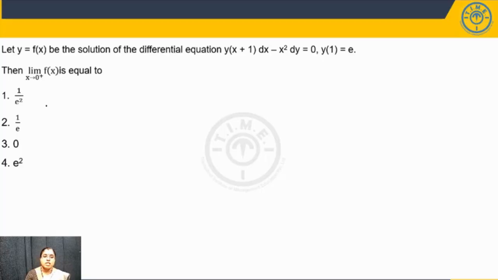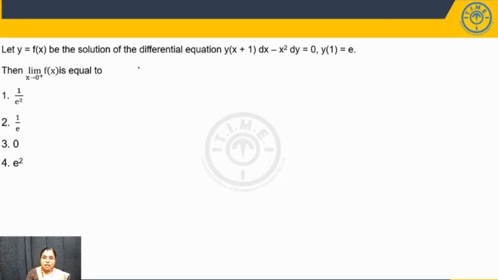The question is, let y equal f of x be the solution of the differential equation y(x plus 1) dx minus x square y dy equal to 0. So y of 1 is given to be equal to e, and we have to find out the limit as x tends to 0 plus, that means the right hand limit as x tends to 0, of f of x. So this is what we have to find out.